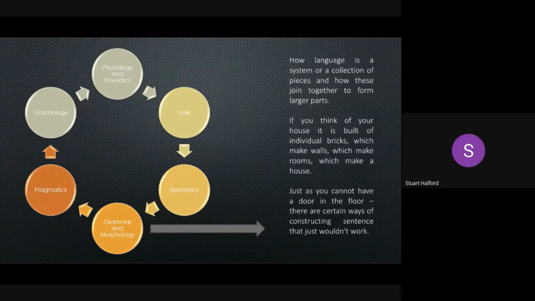And to take that idea further, just as you can't usually have a door in the floor, except in exceptional circumstances like a trapdoor, for example, there are certain ways that we can construct sentences that are logical and systematic, and some just would be nonsensical or just wouldn't work in the English language, at least. Those structures may work in other languages, and we'll deal with that when we look at World Englishes.